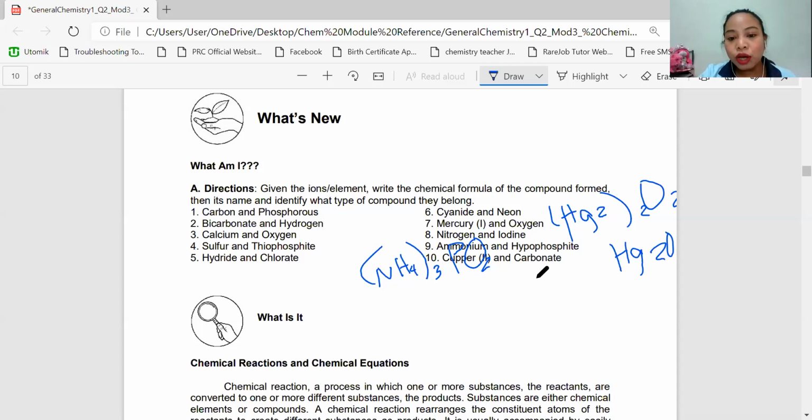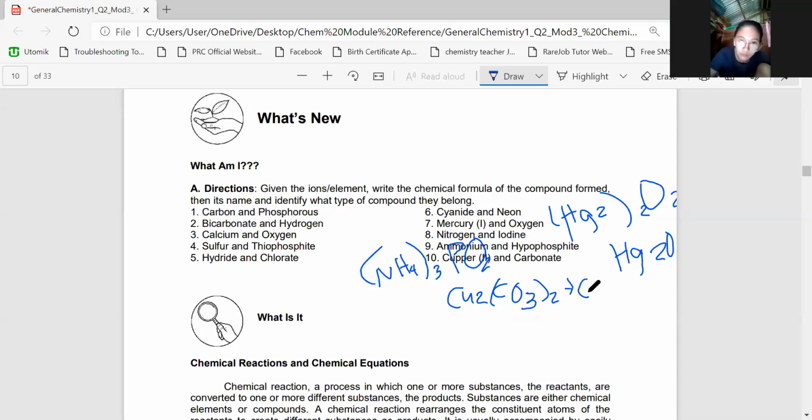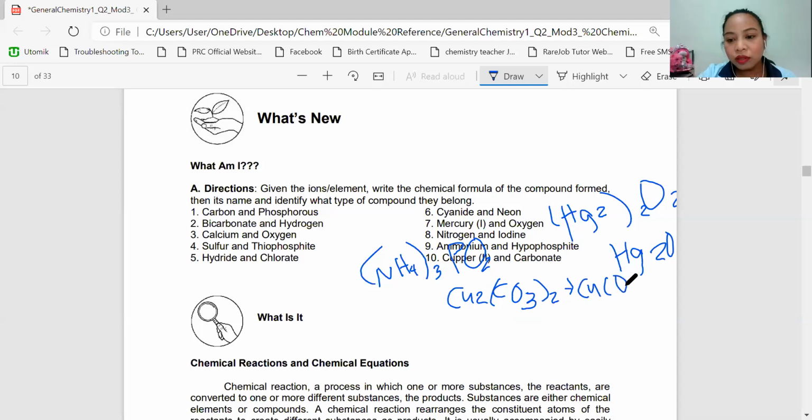Copper 2 and carbonate. So copper 2, carbonate has 2, and then we have CO3 enclosed in a parenthesis 2. So we can have this as Cu CO3. Okay. Any question with the activity?